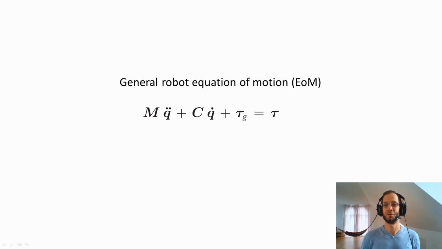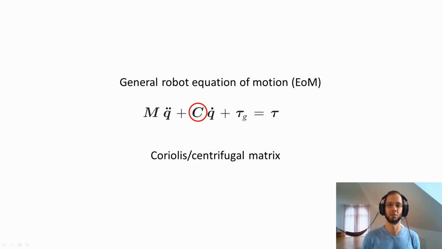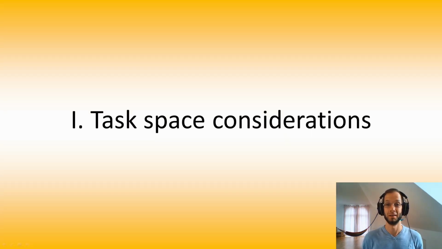Here we see the general robot equation of motion. Q dot and Q dot dot are the derivatives of the generalized coordinates Q. M is the inertia matrix, C the Coriolis and centrifugal matrix, tau G are the gravitational torques, and tau are the generalized forces. Next, I'll present some task space considerations.